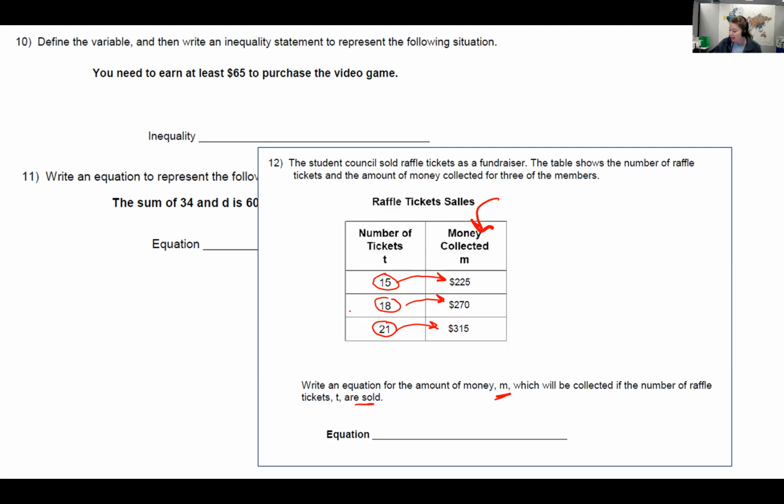So I'm going to go ahead and divide 225 by 15. And I got 15. Let me make sure 18 times 15 is 270, and it is, and 21 times 15 is 315. So basically what I'm multiplying the number of tickets by is 15. So the money equals $15 times the number of tickets. That's what this says. The money equals $15 times the number of tickets sold. Okay, so that is my equation.